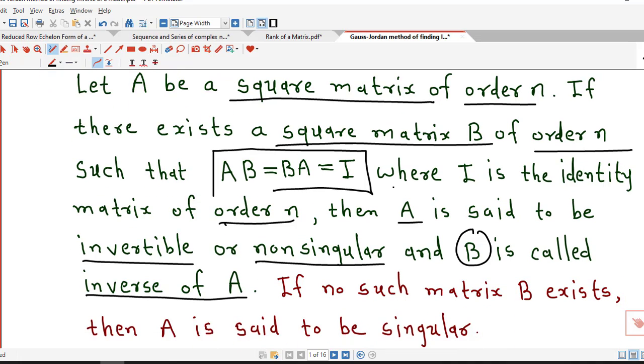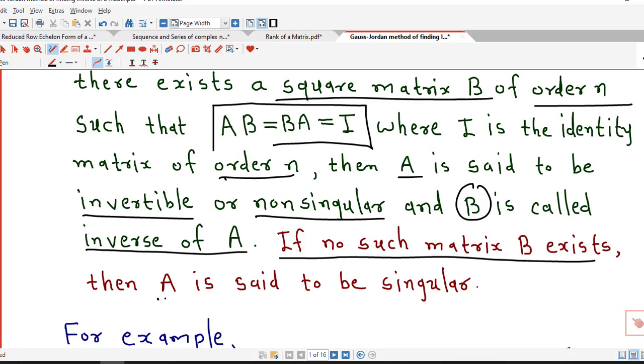Also, if B is inverse of matrix A, then A is also called inverse of matrix capital B. So if A into B equal to B into A equal to identity matrix, then this A and B are known as inverses of each other. Now for matrix A, if no such matrix capital B can be found out, then capital A is said to be singular or it is not invertible.